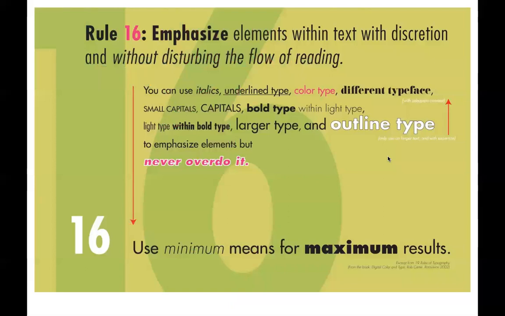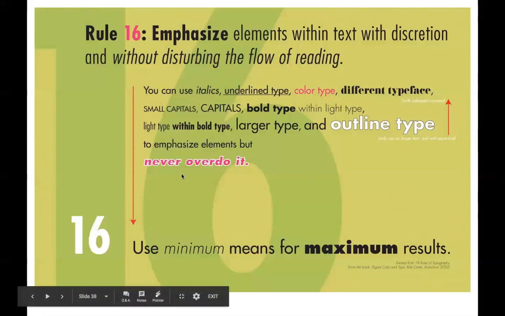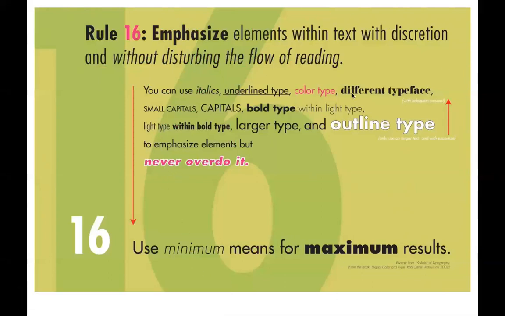Rule 16, emphasize elements within text with discretion and without disturbing the flow of reading. You can use italics, underline type, color type, different typefaces with adequate contrast. Small capitals, capitals, bold type. So almost every font on this page is Futura, except for right here where a different typeface is a different font. Outline type, but only used for larger type. Never overdo it. Right here, definitely overdone.